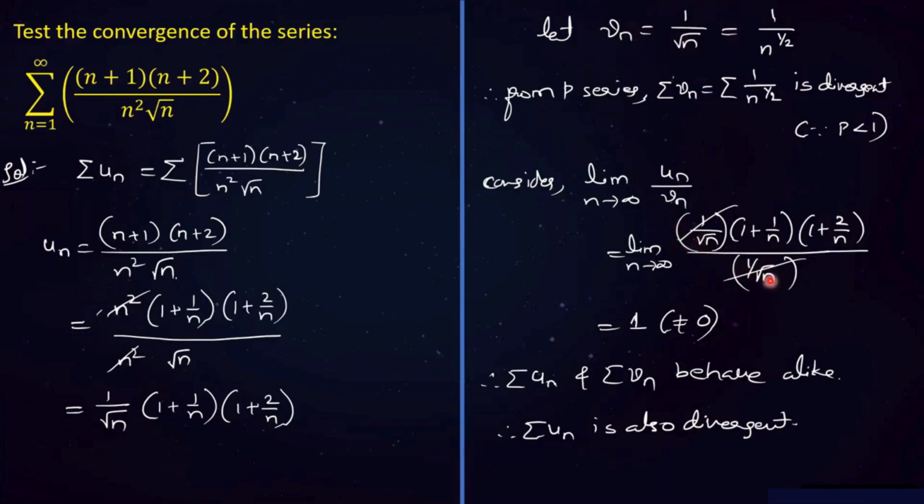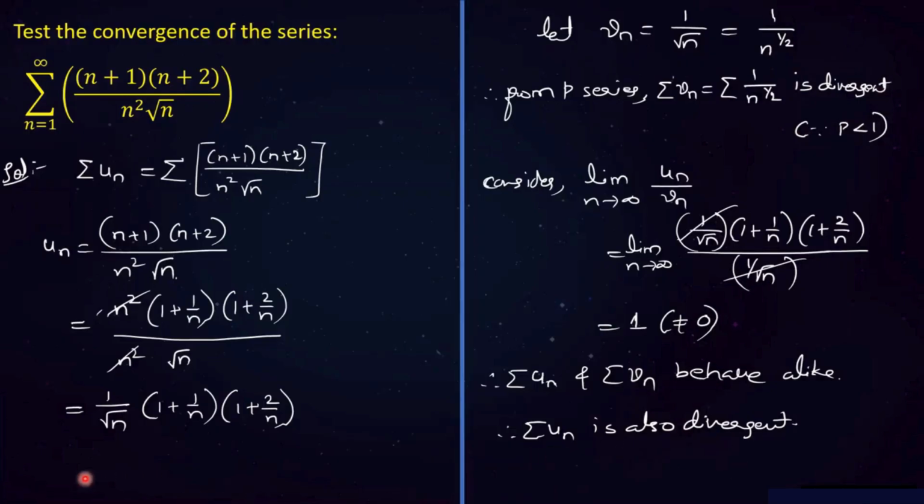It's clear, you see, we can cancel these two terms now. Right? Now, after cancelling them, what terms remain here? It is 1 plus 1 by n and then 1 plus 2 by n. As you know, when n approaches infinity, both 1 by n as well as 2 by n approach 0. That's how we'll get the limit as 1. In comparison test, we want the limit to be finite and non-zero. Even if it is 1, we don't have any problem. So since we got a finite and non-zero value, we can say both summation un and vn behave alike. And since already summation vn is divergent here, we can say summation un is also divergent.